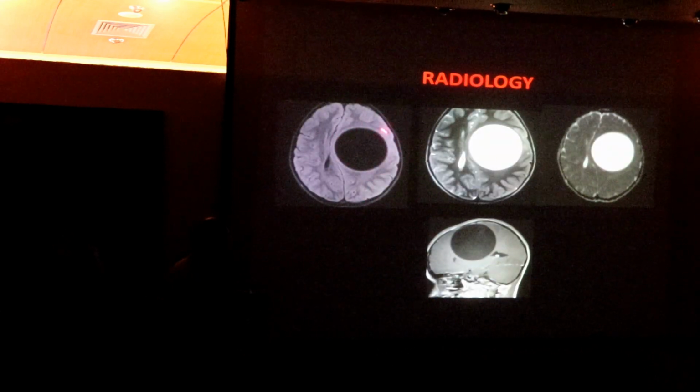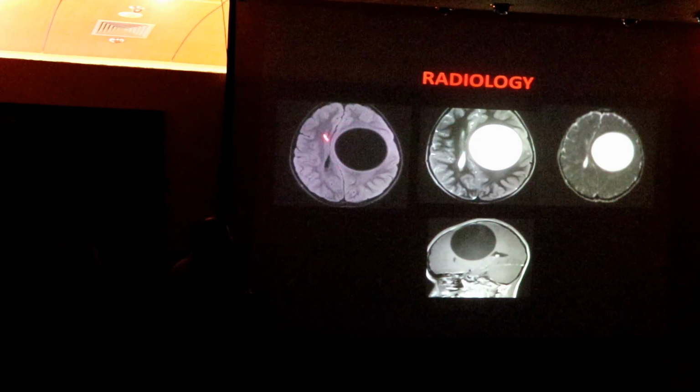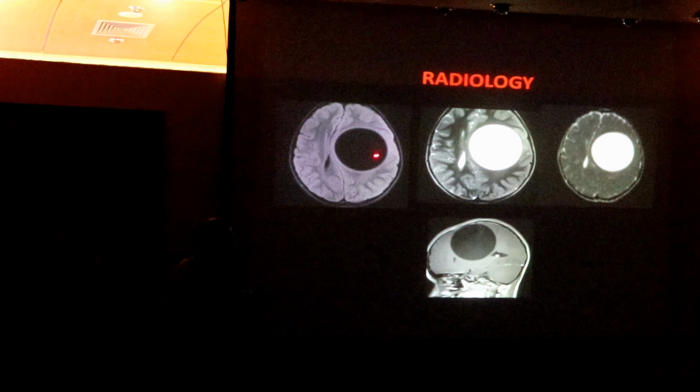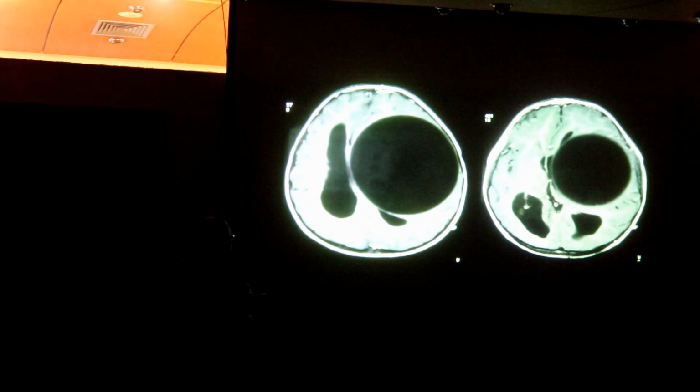This is a large cyst, also the same. It can compress the left lateral ventricle, shifting midline structures. This is the ADC map. Post contrast, there is no enhancement. So this is our patient. Yeah, this is our patient.